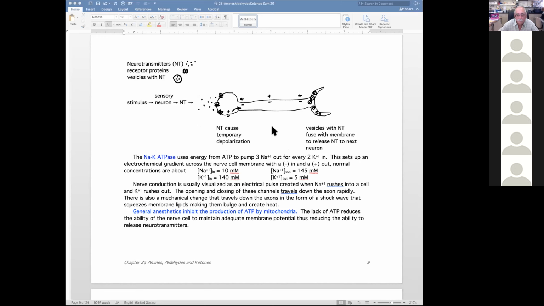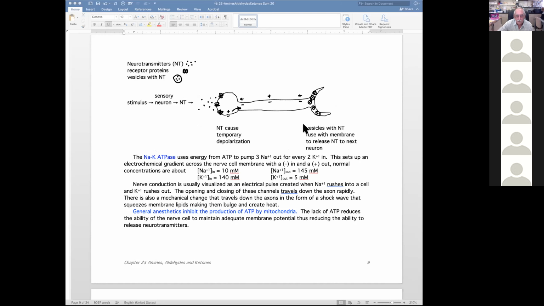So sodium then wants to rush back in simply because of diffusion. Potassium becomes about 140 millimoles inside, whereas outside is only 5. So potassium wants to rush out. As soon as I put a hole in there, that's going to happen. And that depolarization travels down the membrane like an electrical wire, gets over here and causes the fusion of these vesicles with this membrane, which empties out the neurotransmitters into the next synapse.